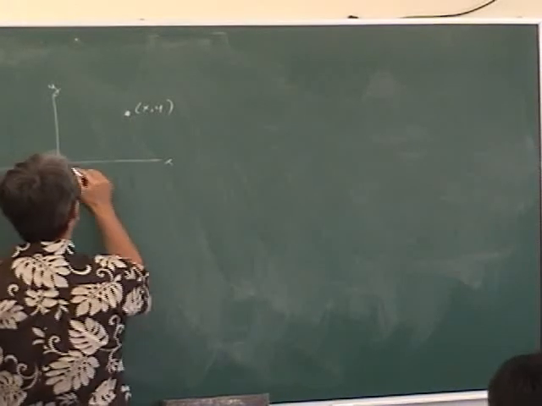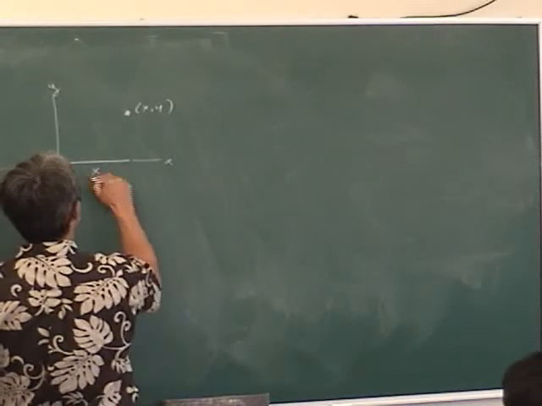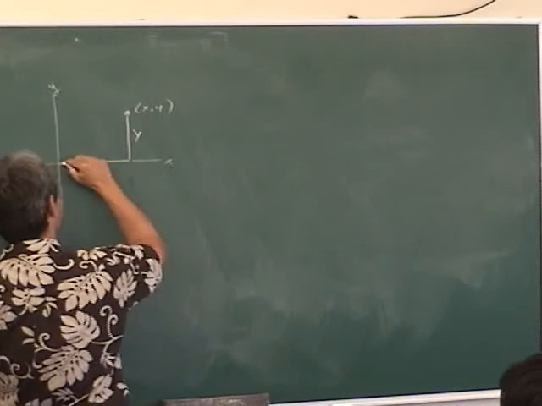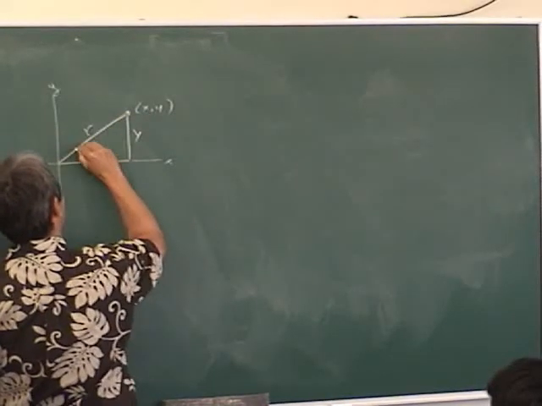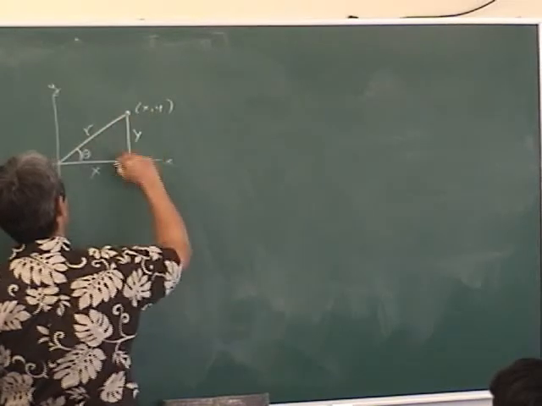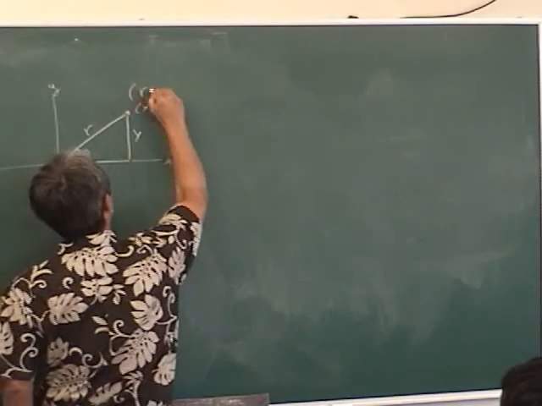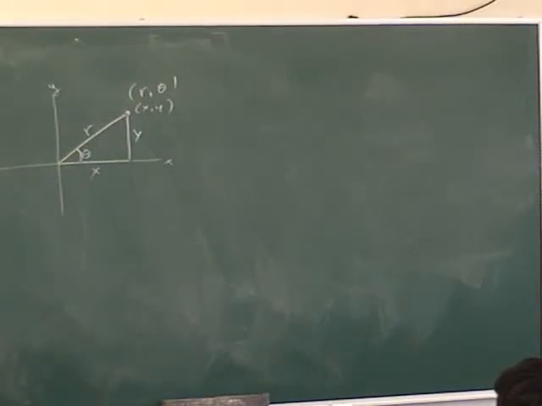In the rectangular coordinate system, x tells you how much to go left and right, and y tells you how much to go up and down. In the polar coordinate system, r tells you how far to go from the origin, and theta is the angle that this segment makes with the positive x-axis. So we can label a point (r, theta), which is called polar coordinates.